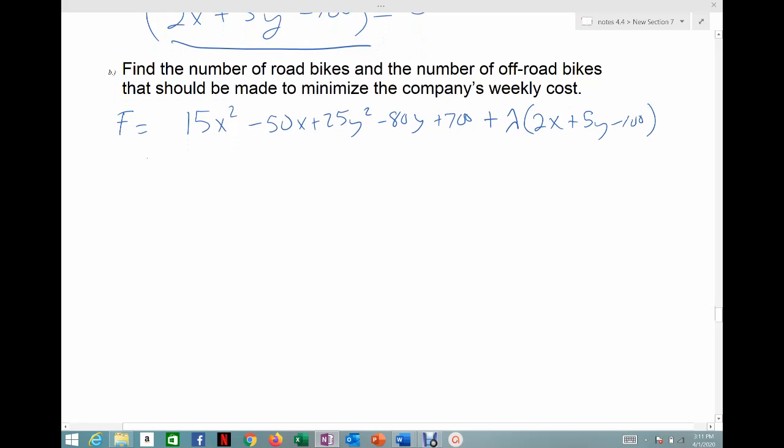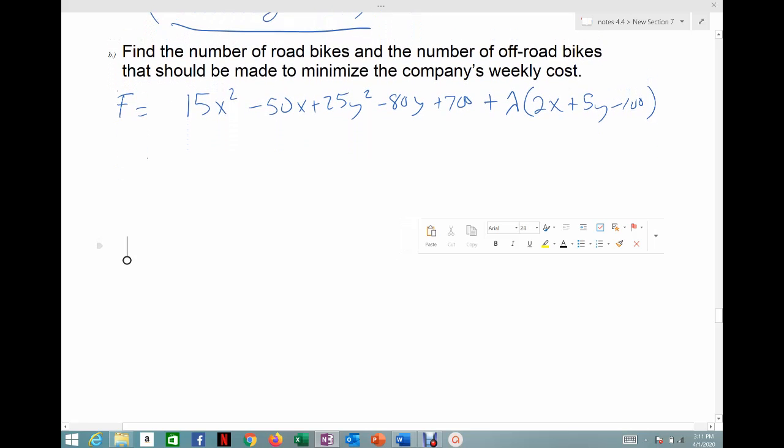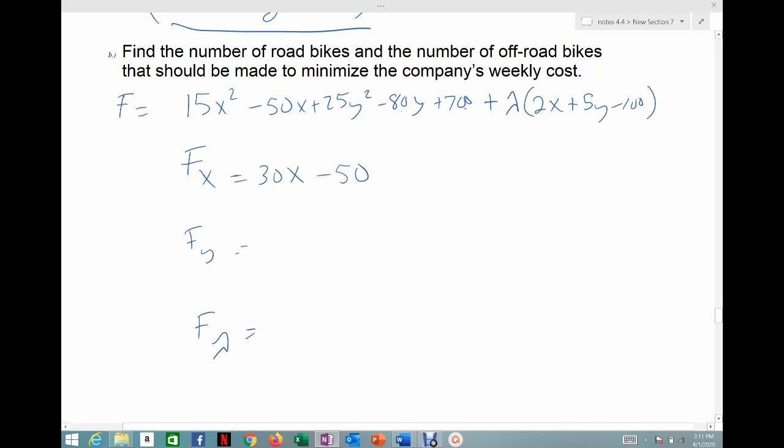Now once you've got it set up, like I said, these are pretty straightforward, but you've got to remember how to set it up. So our derivative with respect to x, derivative with respect to y, derivative with respect to lambda. X first, so take the derivative of the x part, which is going to give me 30x minus 50, zeros away, and lambda times 2, right? Derivative of the x part is 2. Set it equal to 0. Now the derivative of the y, zeros away, 50y, minus 80, zeros away, lambda times 5, set it equal to 0, and then this is just the constraint.